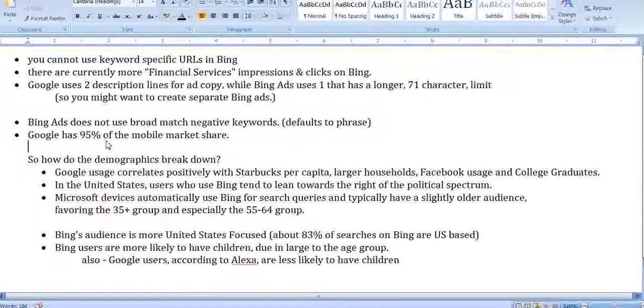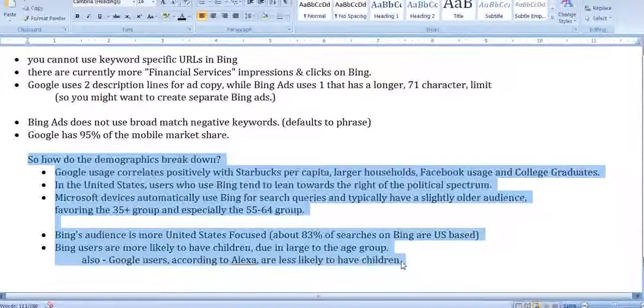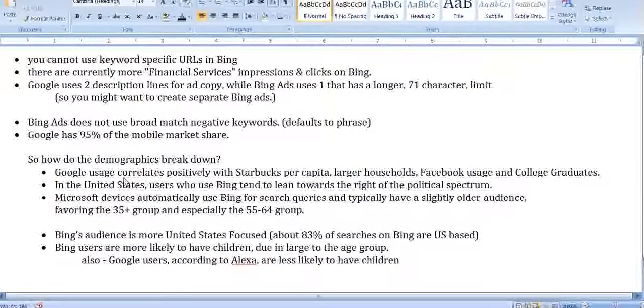Now, Bing Ads doesn't use broad match negative keywords, so those are going to default to phrase. Keep that in mind. And Google has 95% of the mobile market share, so that's pretty interesting. Now, if you're choosing between the two platforms, the demographics can be important to think about. Google usually correlates positively with Starbucks per capita, large households, Facebook usage, and college graduates. In the United States, users who use Bing tend to lean towards the right of the political spectrum, and that's partially due to the older demographic.